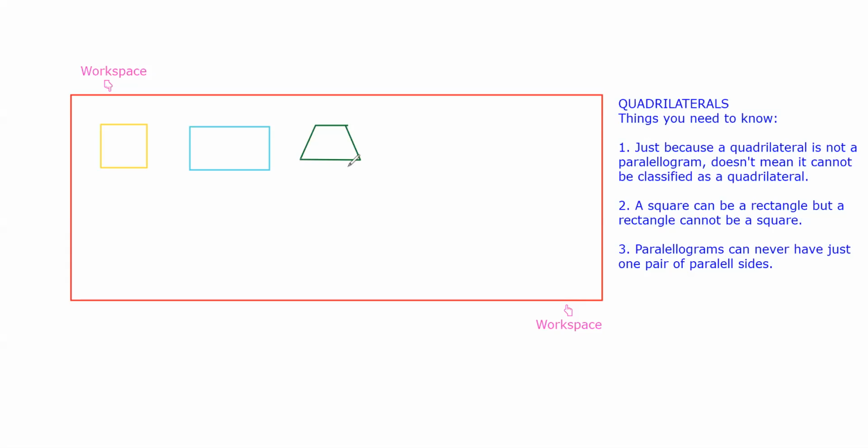A parallelogram is a whole separate group of classifications that only go towards some shapes like squares and rectangles. We'll talk about that next also. Number 2 says that a square can be a rectangle, but a rectangle cannot be a square.